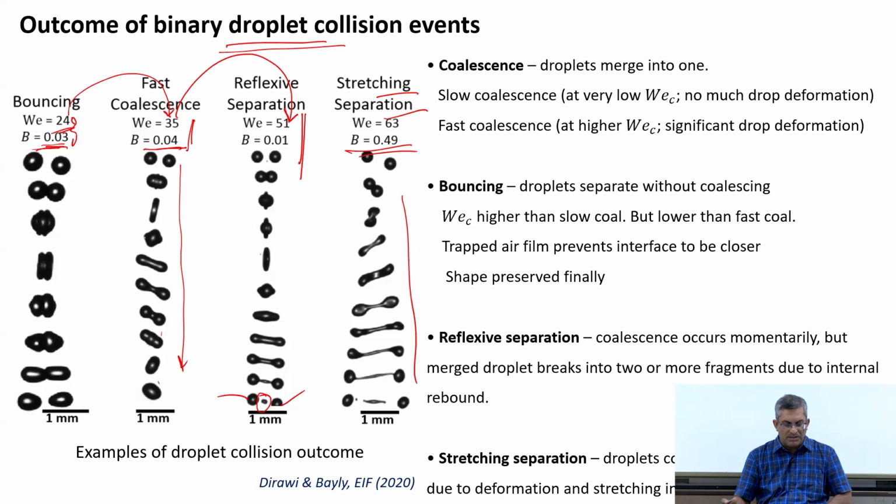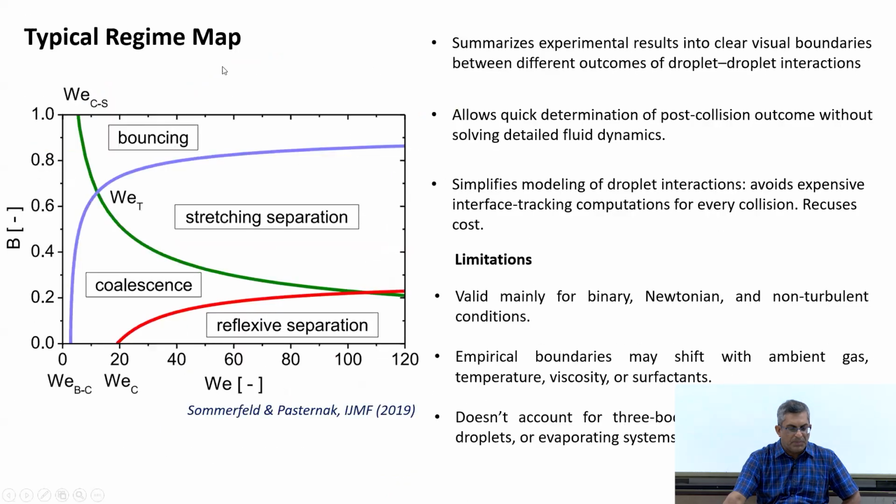All these combinations are possible, and accordingly people have come up with a typical regime map. What is a regime map? We do this experiment for different Weber numbers and impact parameters, and we locate what the outcome is. For instance, this line shows the boundary between coalescence and separation. Similarly, we have drawn different boundaries.